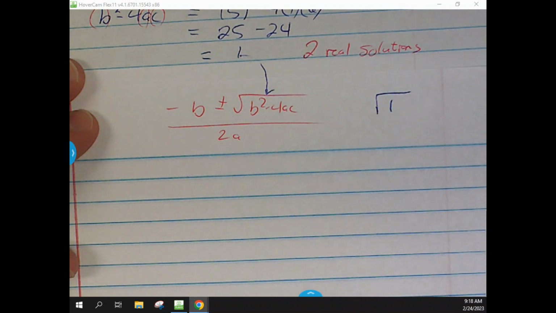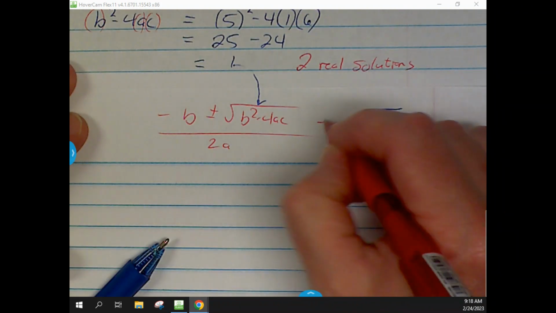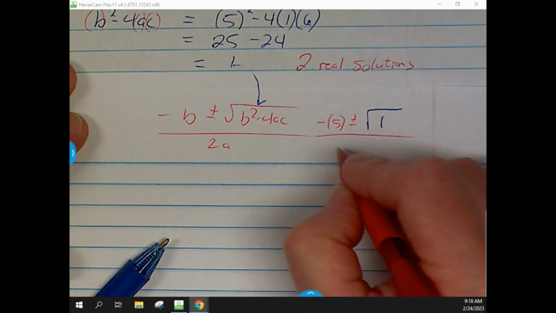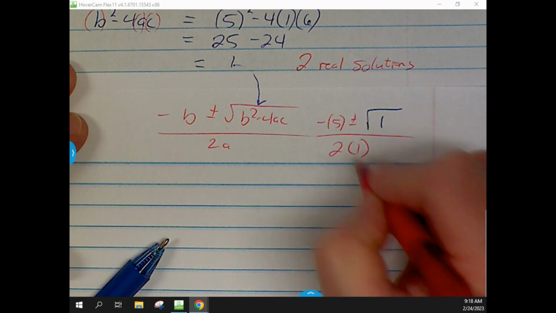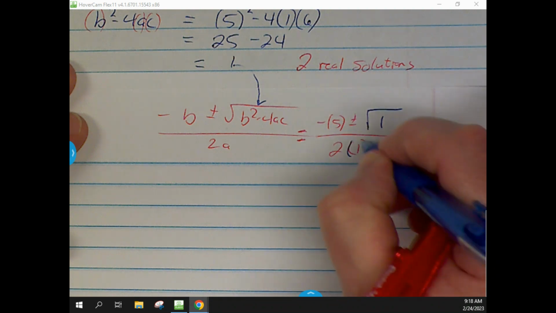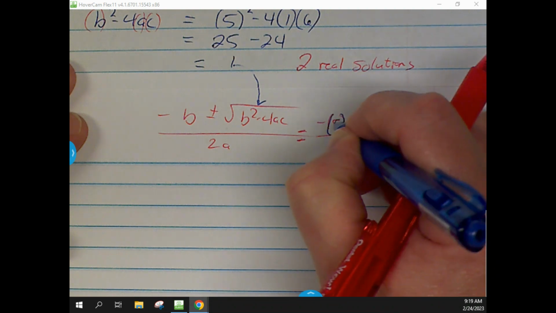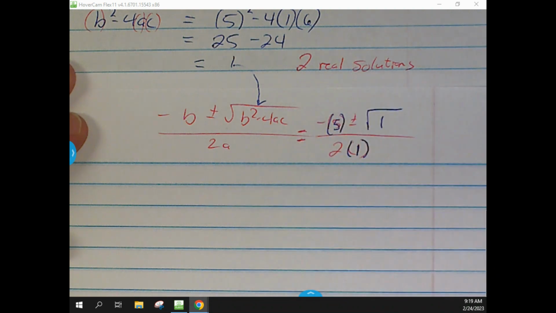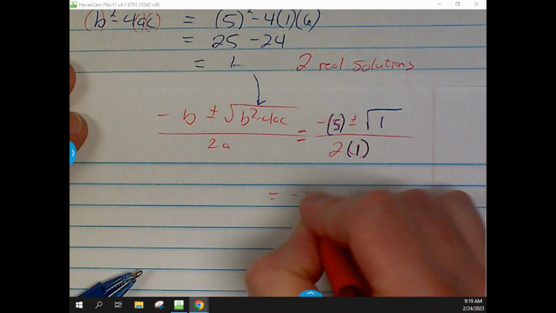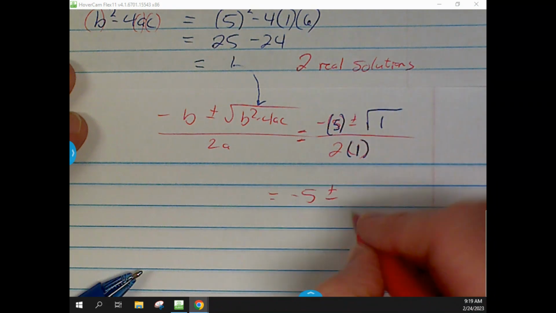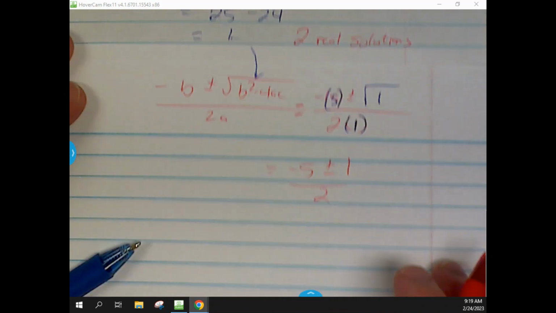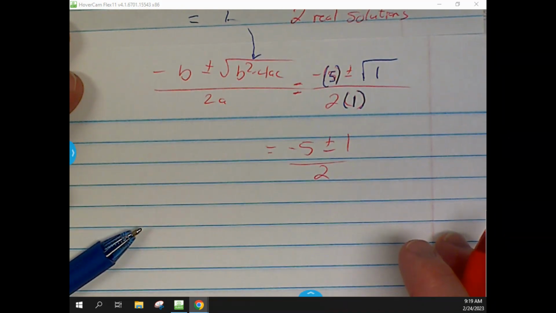So that's just the square root of 1. All you got to do is do the negative of B plus or minus that over 2 times 1. So that's the negative of 5, which is just negative 5, plus or minus, well, square root of 1 is 1. 2 divided by 1 is 2. So that's just negative 5 plus or minus 1 divided by 2.